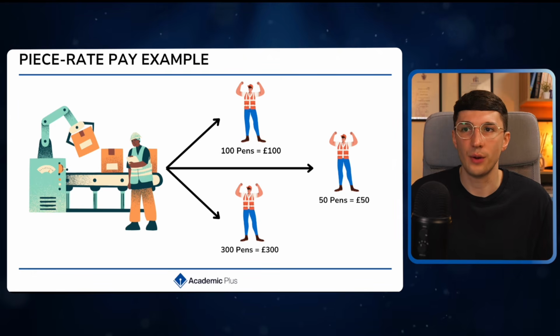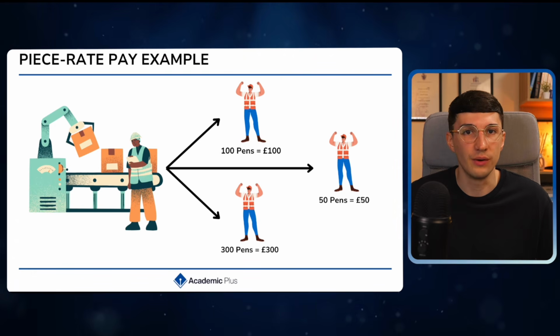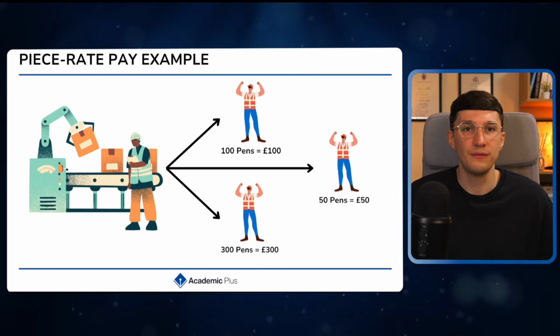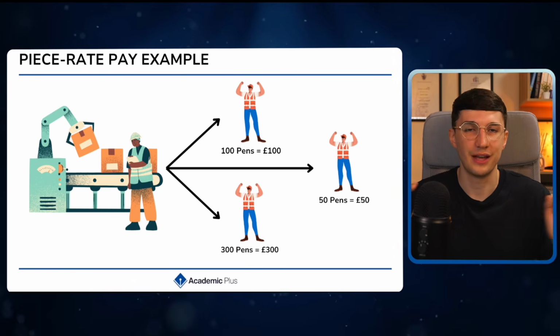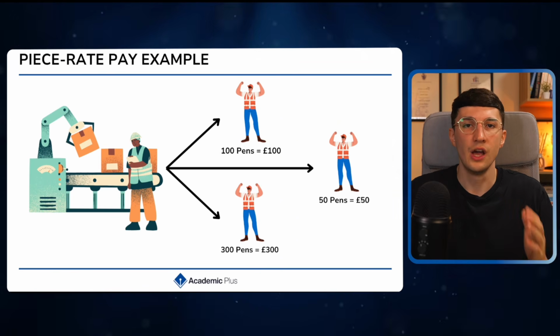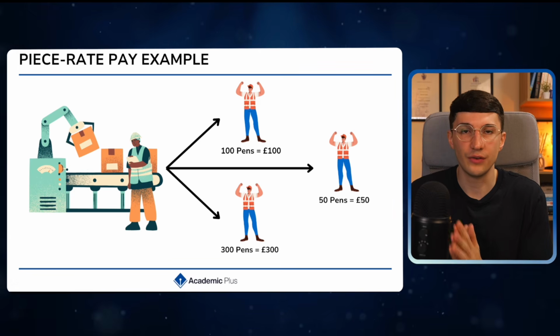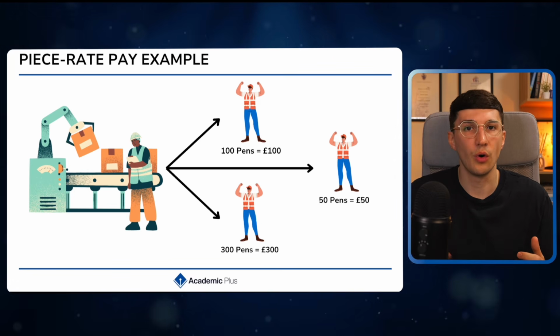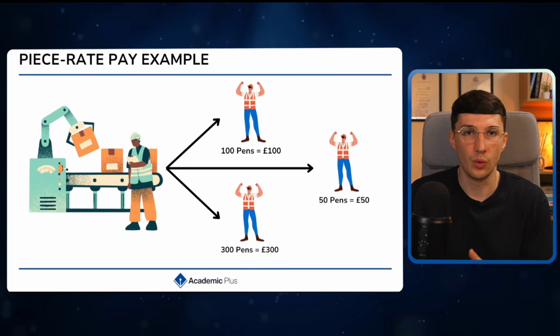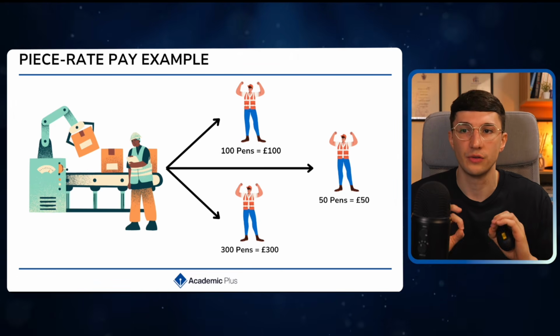So for example, if I produced 100 pens, I'd get £100. If I produced 50 pens, I'd get £50. If I produced 300 pens, I would get £300. So as you could see with Taylor's theory, he believed that if employees wanted to earn more money, they would have to work harder, and that was the main motivational drive.